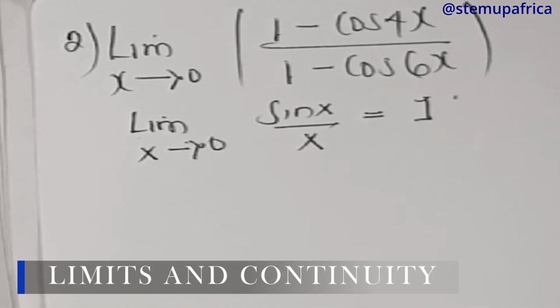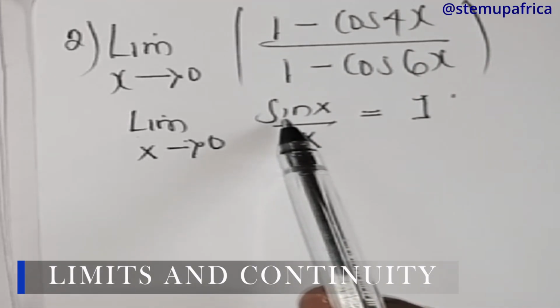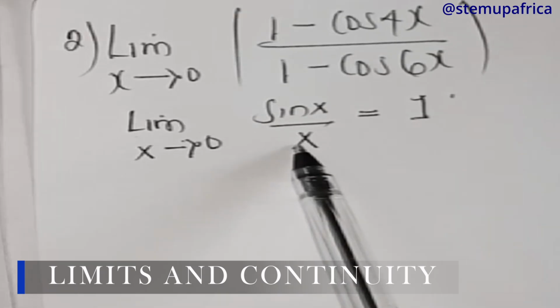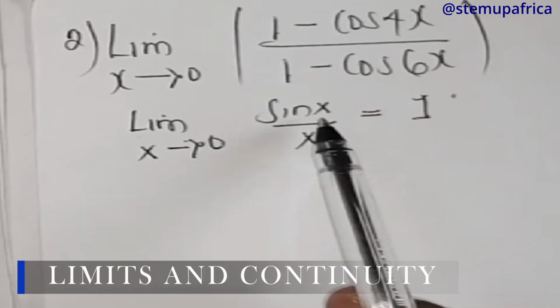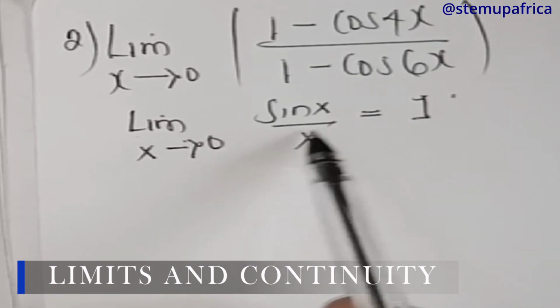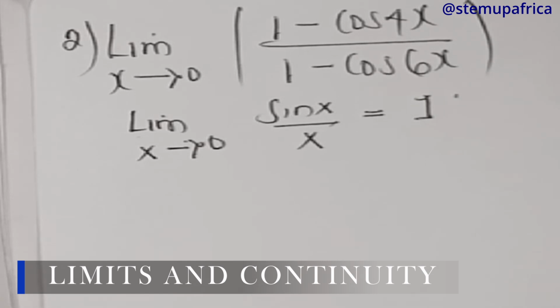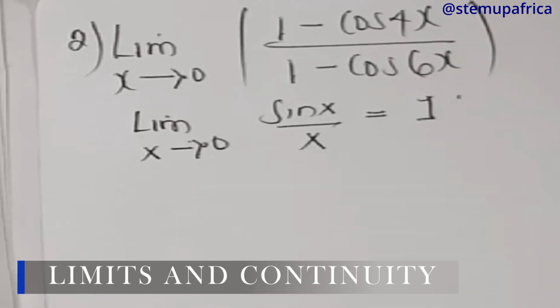So what's the lesson we are taking from here? Anytime you want to apply the special limit, what you have after the sine should also be at the denominator. So if here is x, here must be x. If here is 2x, here must be 2x. That's the only condition you can have 1. As I've explained in one of my videos also, you can check it on our channel. So let's solve the question.